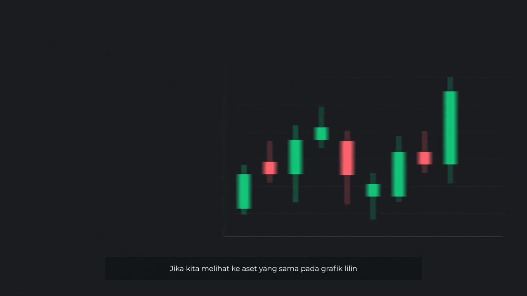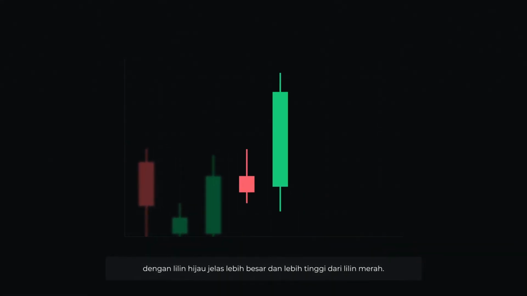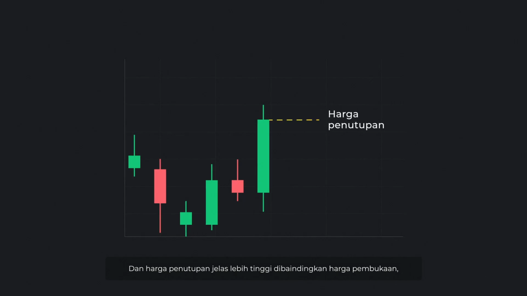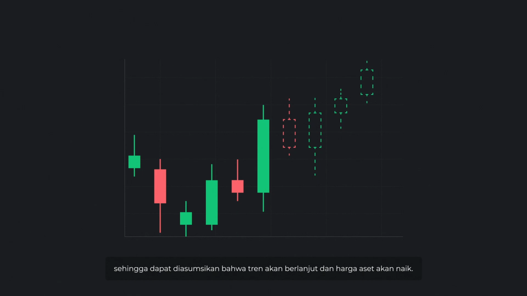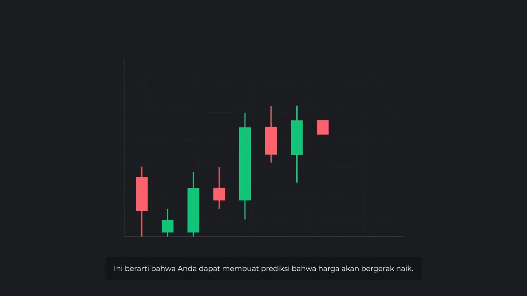If we look at the same asset on the candlestick chart, we clearly see a rise in the price, with the green candlestick clearly larger and higher than the red one. And the closing price is obviously much higher than the opening price, so it can be assumed that the trend will continue and the asset price will rise. This means that you can make a forecast that the price will go up.